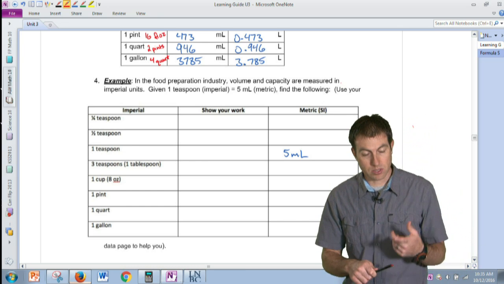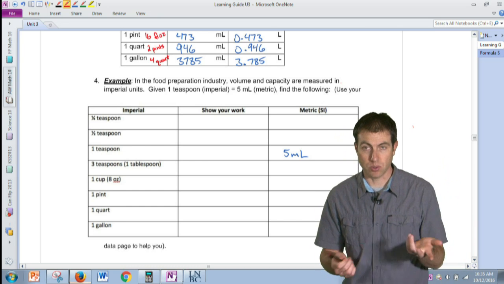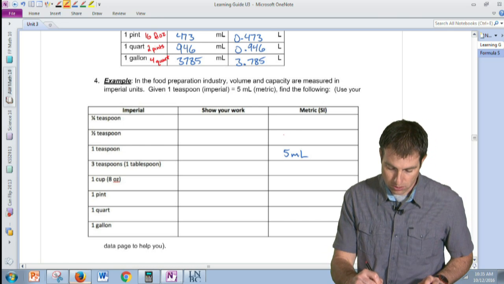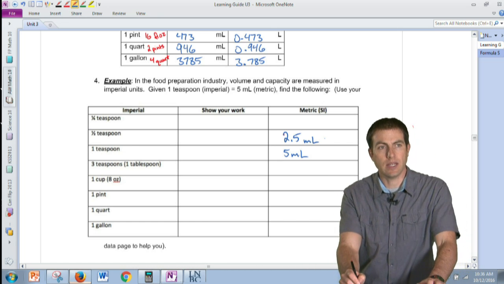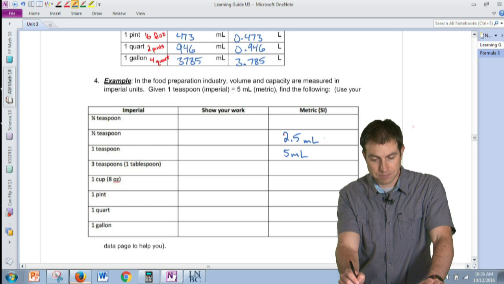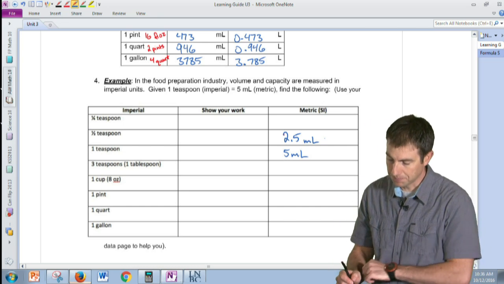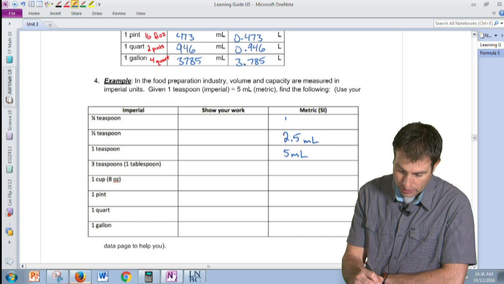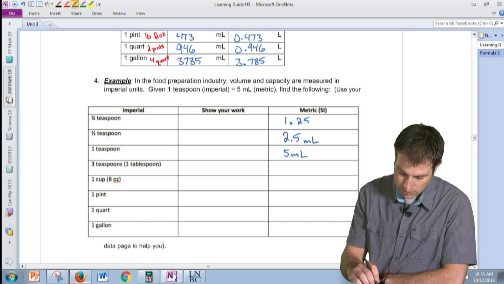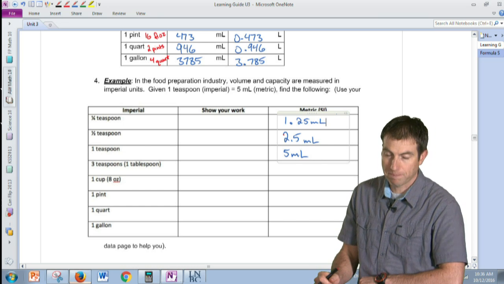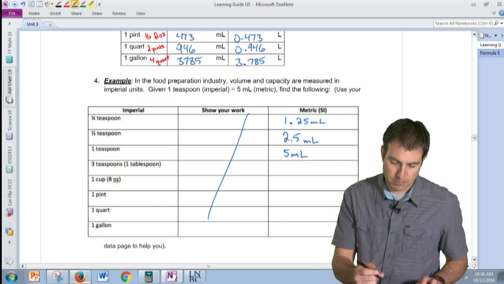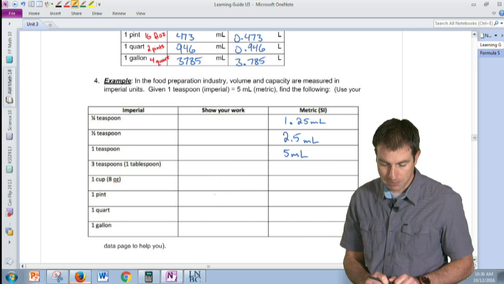So if I have 1 teaspoon is 5 milliliters, if I have half a teaspoon, I'm just going to go, okay, that's 2.5 milliliters because half of 5 is 2.5. And then a quarter teaspoon is going to be a quarter of 5. So if I just go on my calculator, 5 divided by 4, I end up with 1.25 milliliters. Okay. I know it says show your work, but this is somewhat straightforward for the beginning bit.